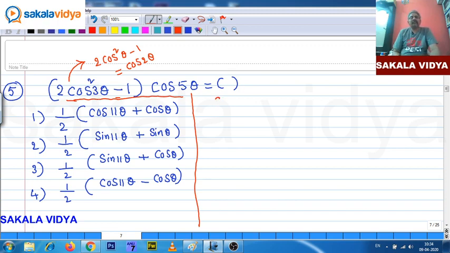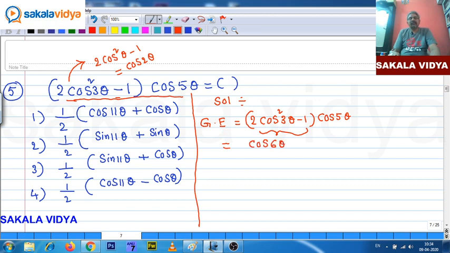Now let us apply that plan and execute it. The given expression, 2 cos square 3 theta minus 1 multiplied by cos 5 theta, equals, with the help of that formula, cos 2 times 3 theta, that is cos of 6 theta into cos 5 theta. Now this is in the form of cos A cos B. So multiply 2 and divide by 2. Half into 2 cos 6 theta cos 5 theta.